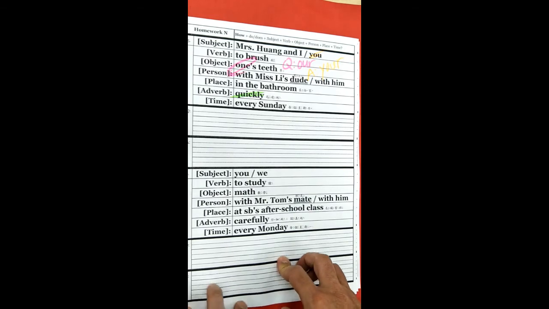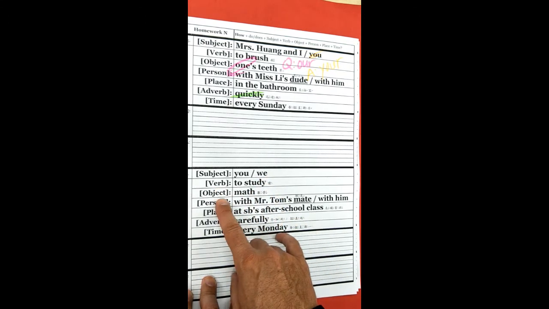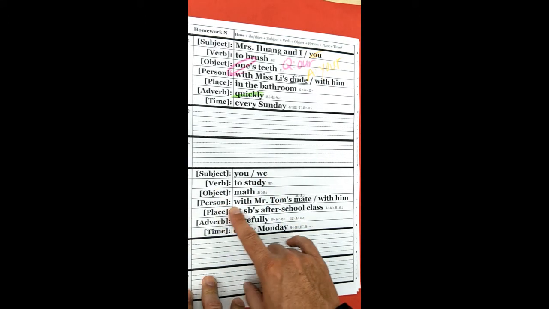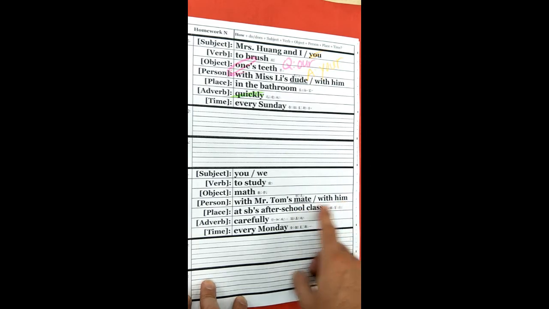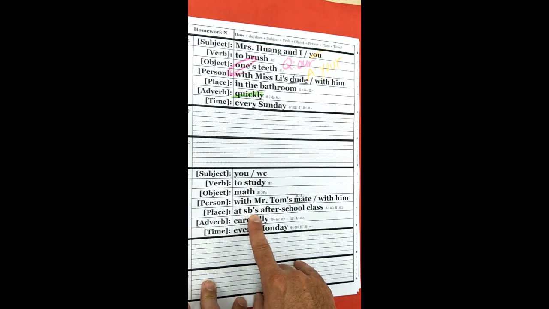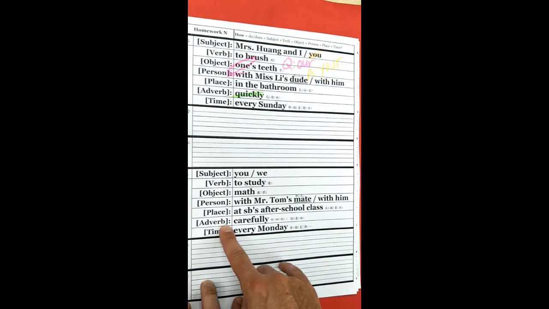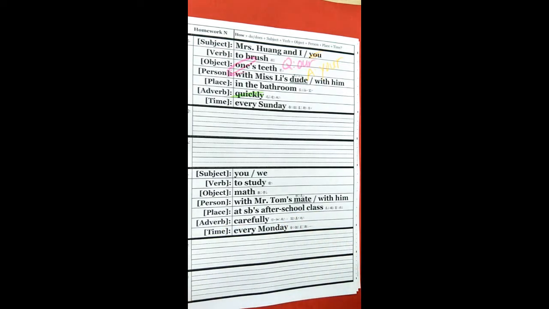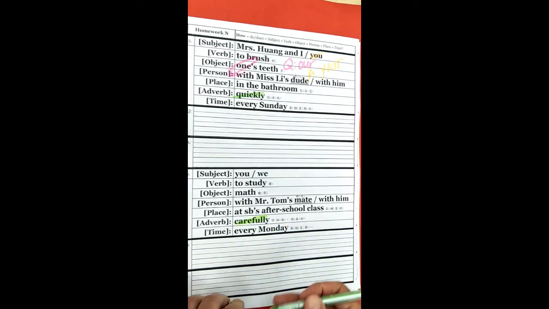All right, number 6. You, we, subject, you, we. Verb, to study. Object, math. Person, with Mr. Tom's mate. One friend, one mate, one friend. With him. Place, at somebody's after school class. Adverb, carefully. That's the answer. Carefully is the answer. Time, every Monday.